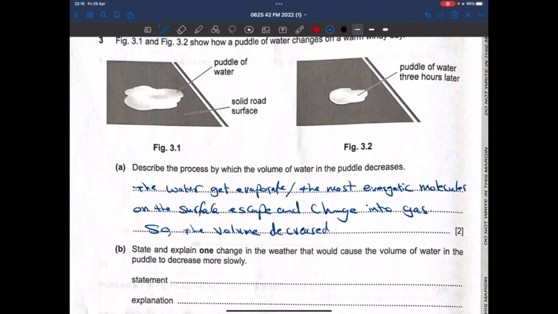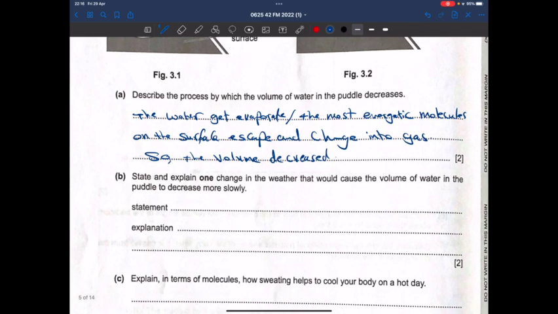Okay, fine. This is more than enough for the 2 marks. State and explain one change in the weather that would cause the volume of the water in the barrel to decrease, but more slowly. So it could decrease anyway, but the decreasing will happen at a slower rate. I could say here, if it was cold weather, like the statement here, what would happen to the weather, as they said, state and explain one change in the weather. So I could say here cold weather, or the temperature is less. Right here, cold weather or colder weather.